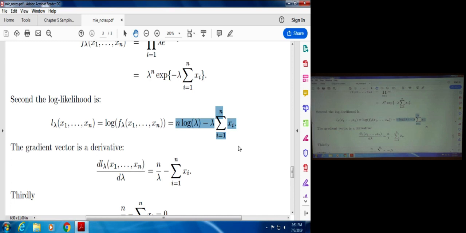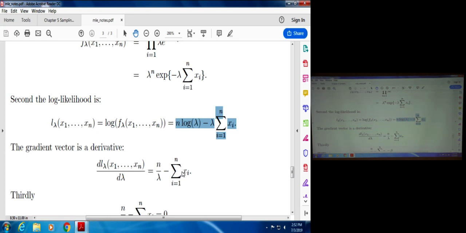Okay, and so now we have to work out the derivative of this function with respect to lambda. The first part of that highlighted equation is n over lambda, that's the derivative of n times log lambda. And the derivative of the second part is minus the sum i is 1 to n of the xi's.